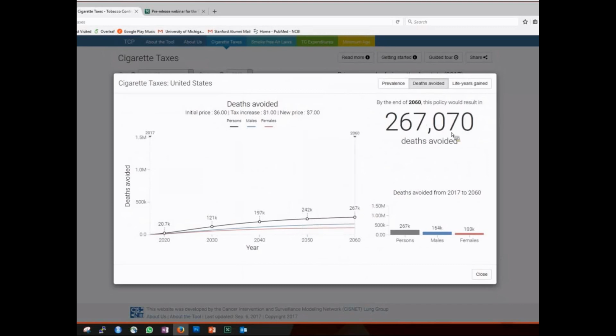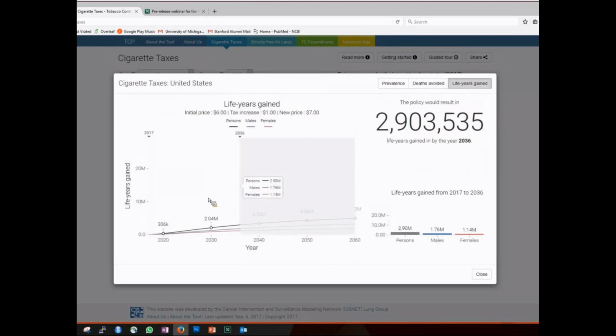Instead of closing this window, you can also click life years gained on this tab here and get the total number of life years gained for the US population with that tax increase going through to 2060. And you get year-to-year information as you hover over the chart as well.